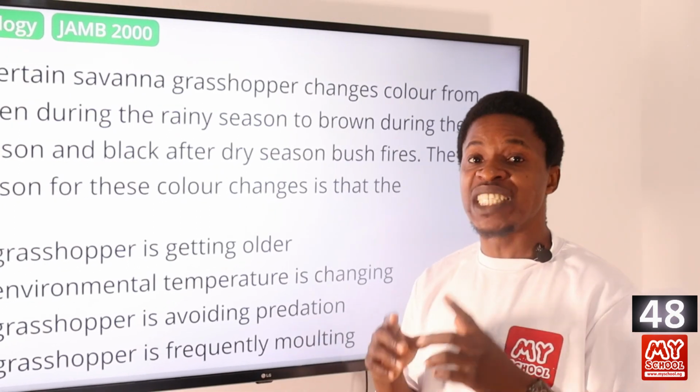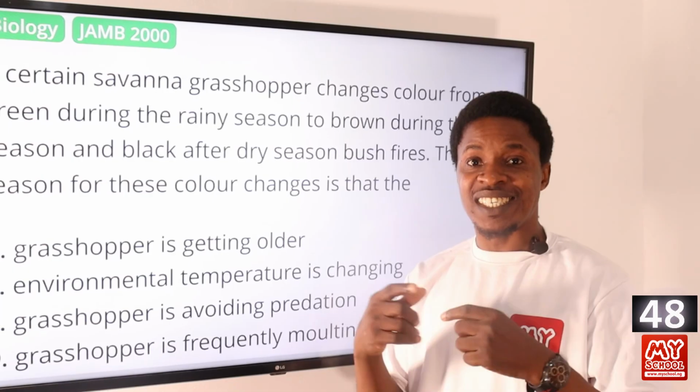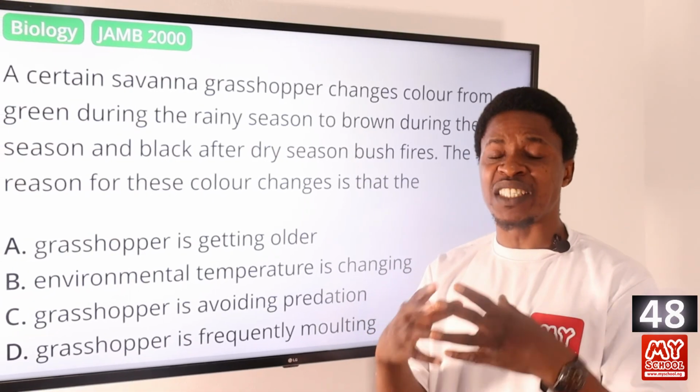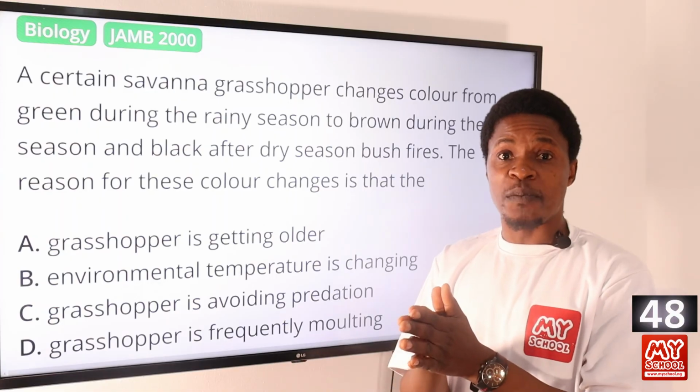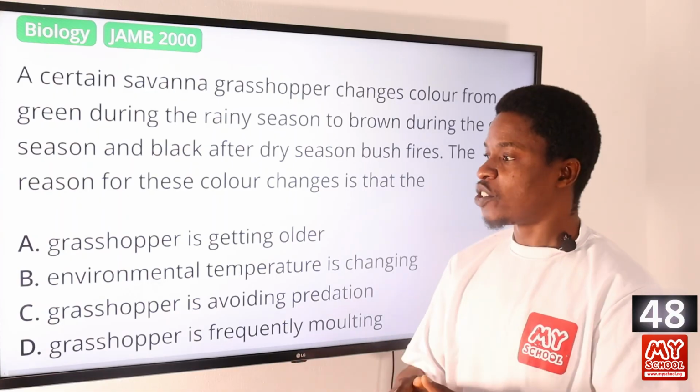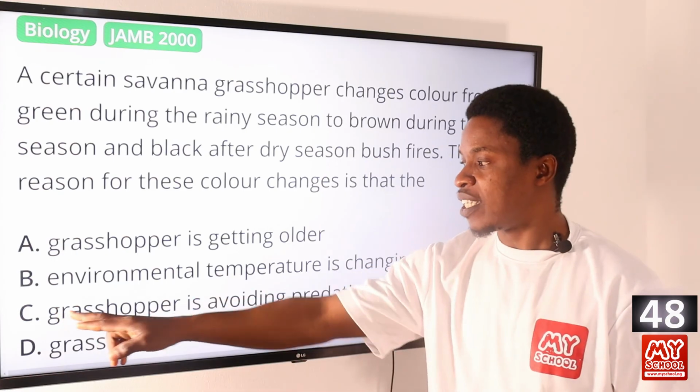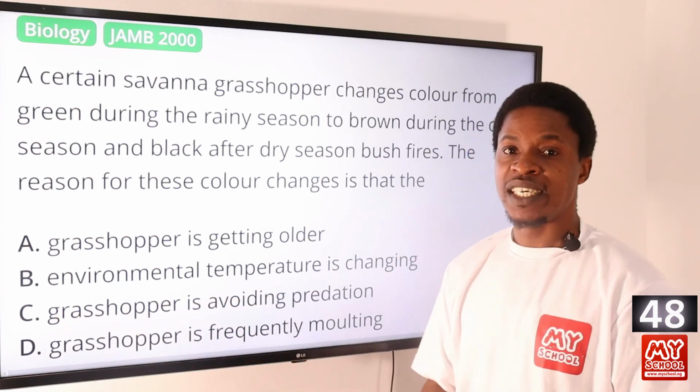So it will be very difficult for birds, just like the saying, green snake under green grass. So it will be very difficult for any predator to actually prey on it. So the correct answer here is option C. Grasshopper is avoiding predation. Option C.